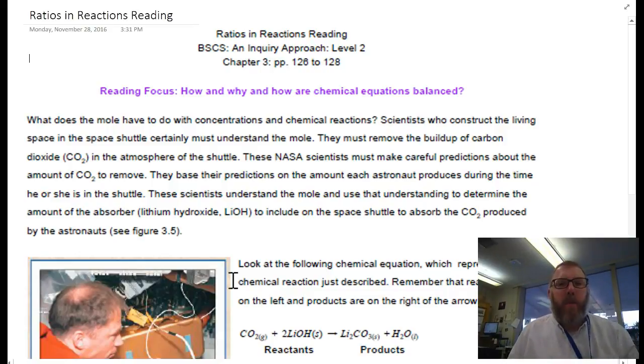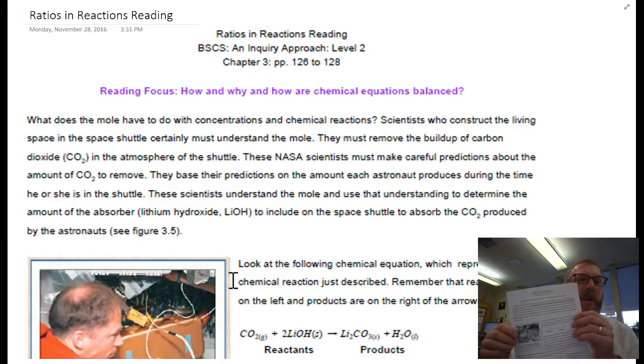Today I'm going to read Ratios and Reactions from your BSCS textbook, Level 2, Chapter 3, pages 126 to 128. Now, again, the title of this reading, and you may have it here on this piece of paper, is Ratios and Reactions.